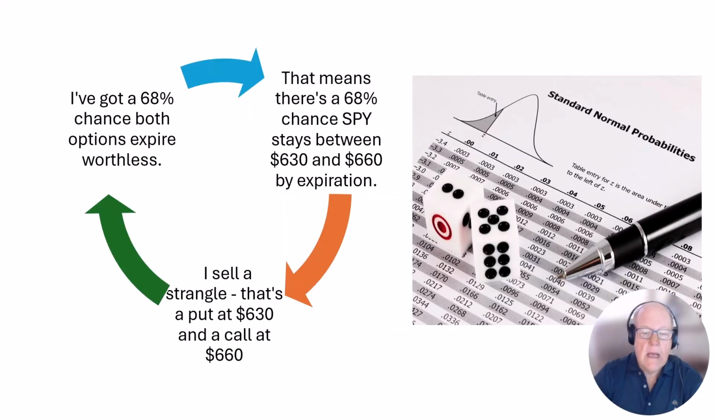Now what that trade is that I just explained to you is I'm selling a strangle. And so I'm selling a put. In this case, I'm selling a put at the 630 strike, and I'm selling a call at the 660 strike. And I've got a 68% chance that both options will expire worthless. In other words, for the next 18 days, the period of this trade, price will stay inside of that, and every day those options that I sold will lose value.